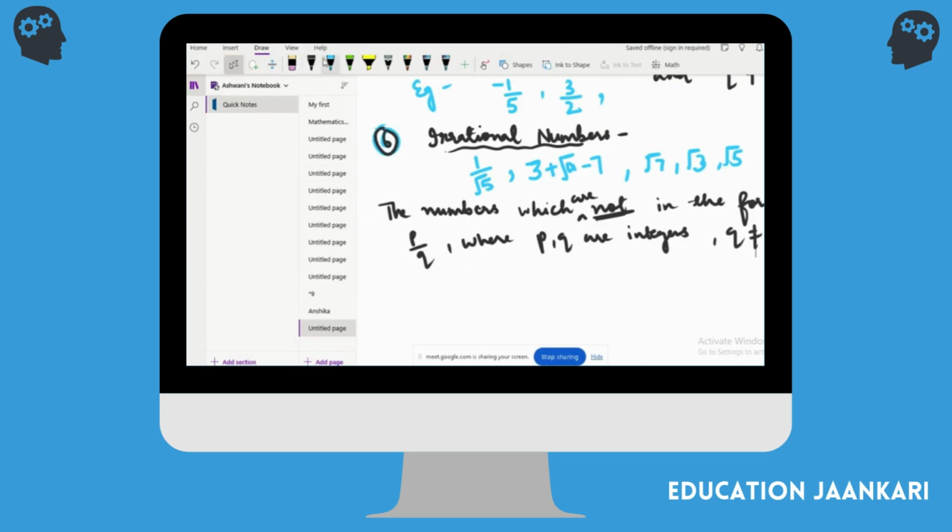Examples you have given me, right? See, the example you gave, 1 upon root 5. Here p is 1, q is root 5, right? But p is integer 1, but q equal to root 5 is not an integer, right? So this is not a rational number. This is an irrational number, right?